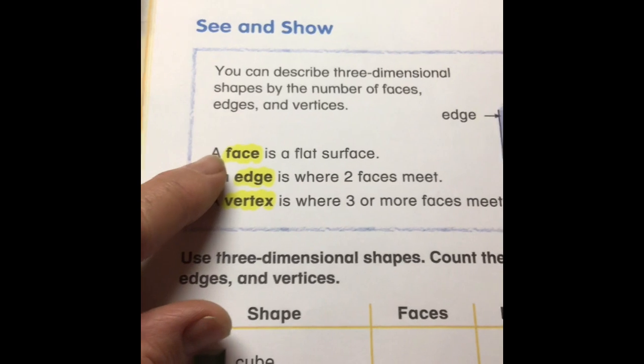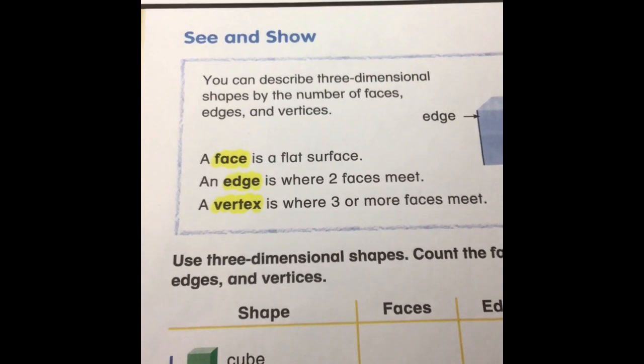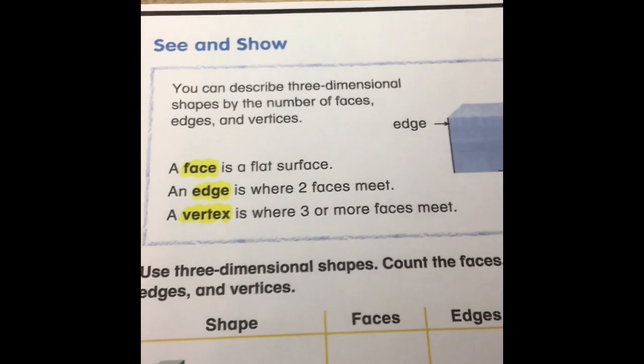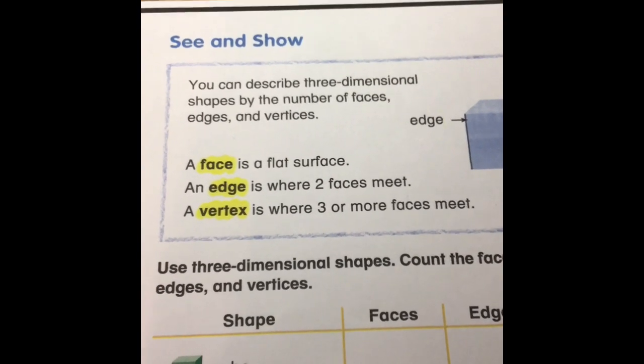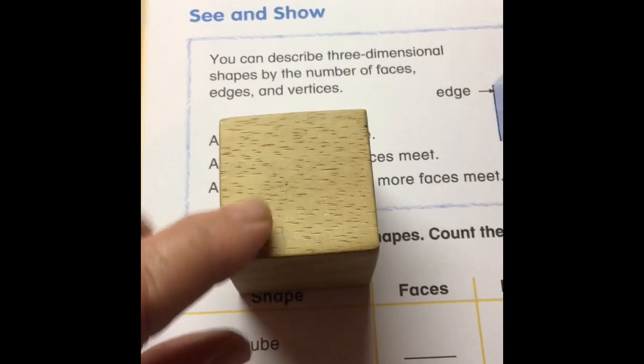But a face is a flat surface. An edge is where 2 faces meet. A vertex is where 3 or more faces meet. Not all three-dimensional shapes have faces, edges, and vertexes. So let's start with the most common one.